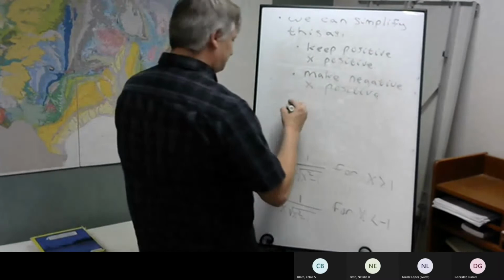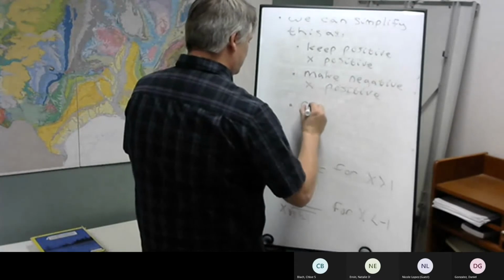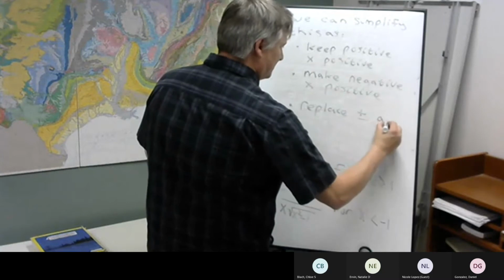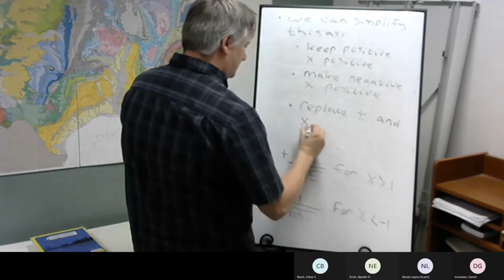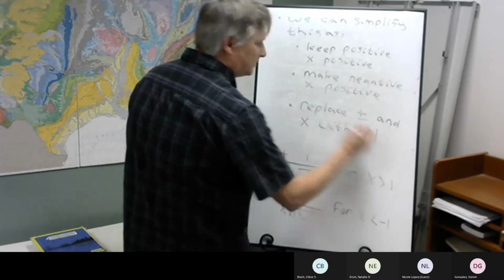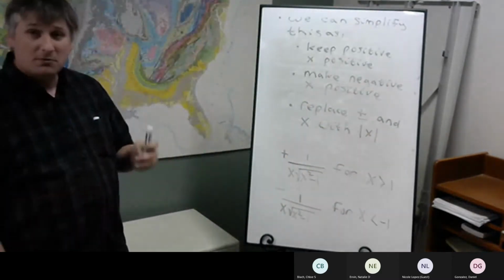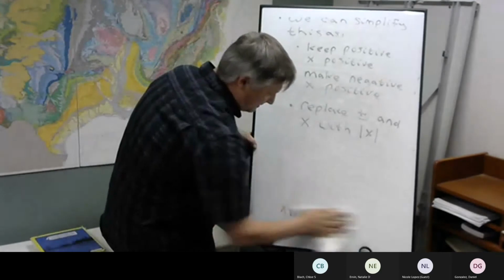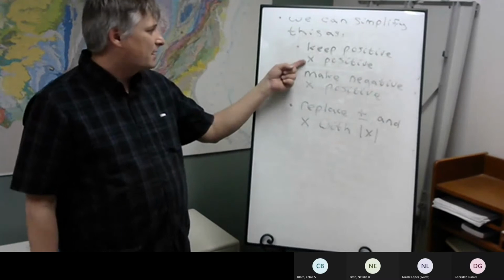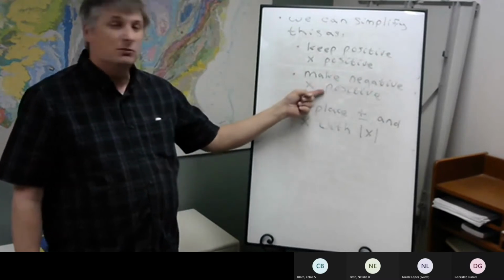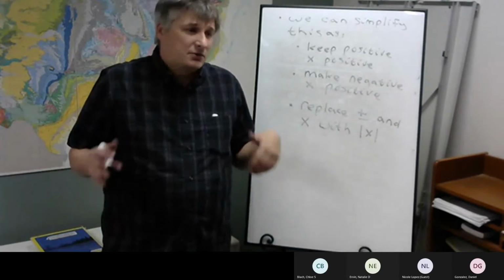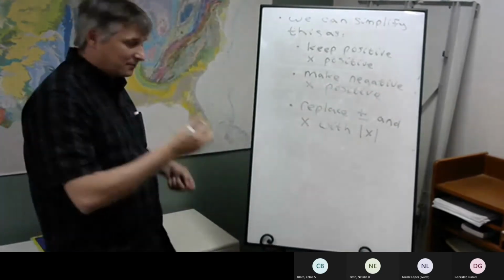So that means we can replace the plus and minus x with the absolute value of x. We can do that, because all we're doing is using the plus and minus to keep this positive and to make this negative into a positive. Well, that's what absolute value does. It just keeps things positive or turns the negatives into a positive. So this is what we get.